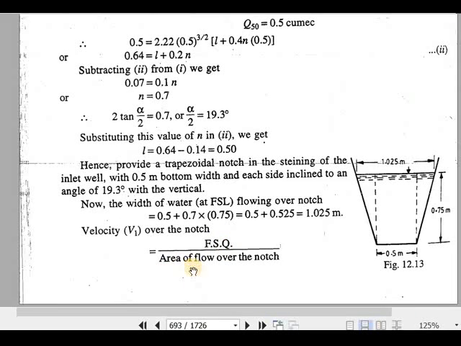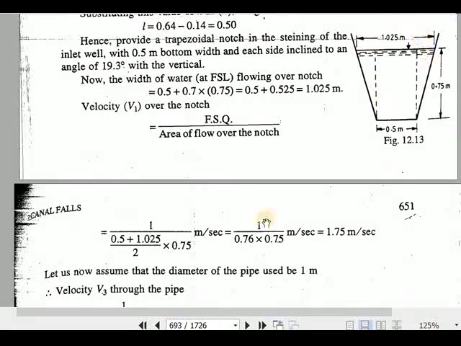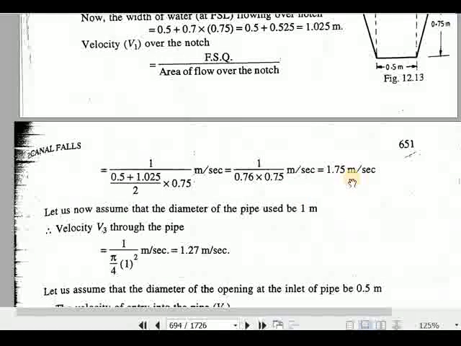V1 is equal to full supply discharge over the area of flow over the notch. This area is equal to full supply discharge 1, and this area is equal to 0.5 bed width, 0.5 plus 1.025. The top width you have to calculate. Top width is equal to 0.5 plus 0.7 into 0.75. So what is 0.7? 0.7 is 2 tan alpha by 2. So you have to calculate its area. You have the alpha by 2 angle, so you can easily calculate. And velocity is equal to 1.75 meter per second.